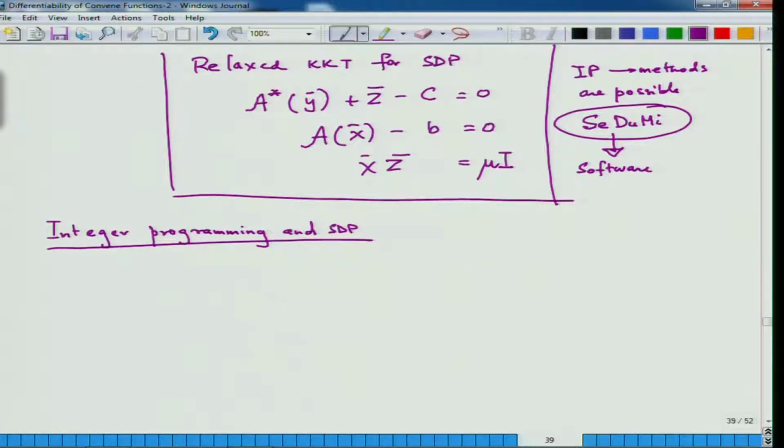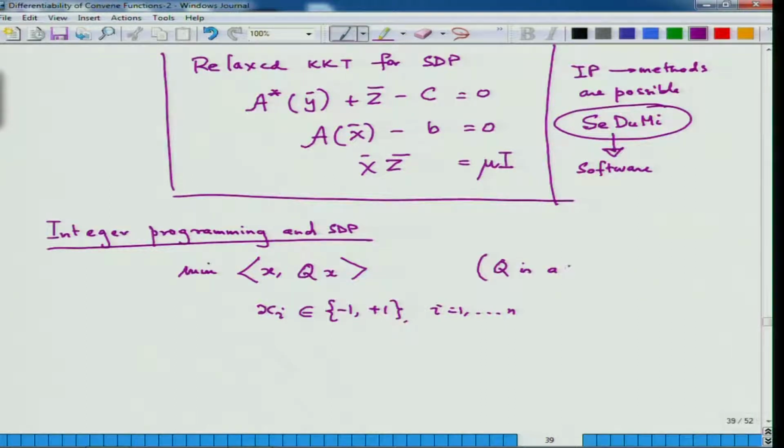So, we will consider a very standard quadratic integer programming problem, and xi for each i has to be either -1 or +1, there are two options. This is a very important class of problems called integer programming problems, where Q is a symmetric matrix. You could assume it to be positive semi-definite also, it does not matter.